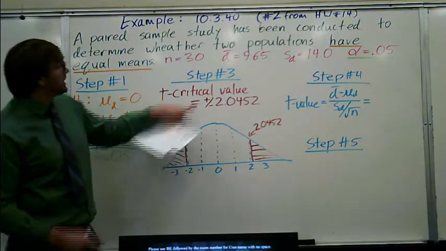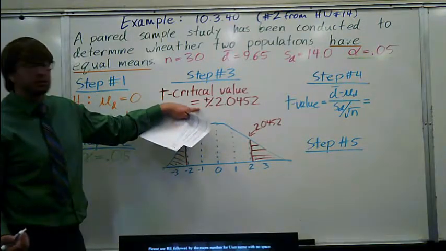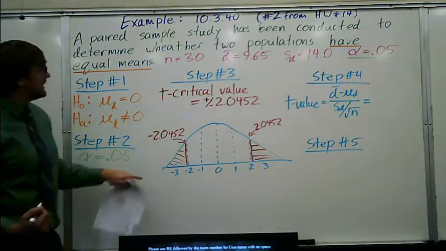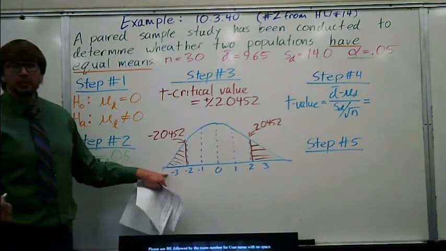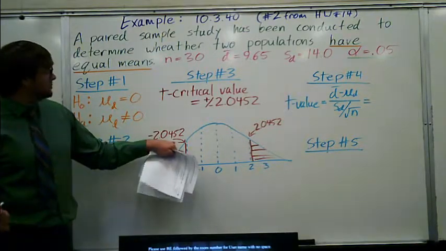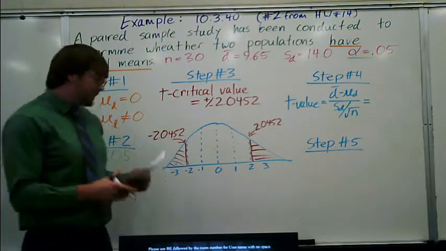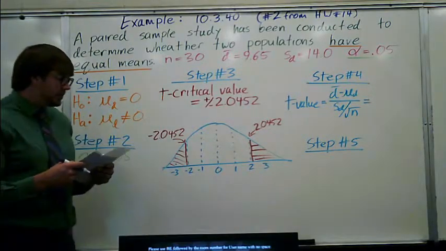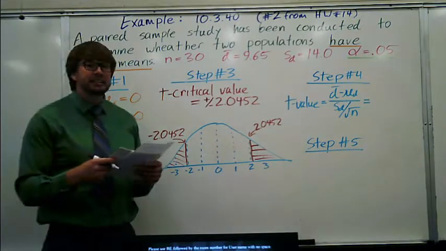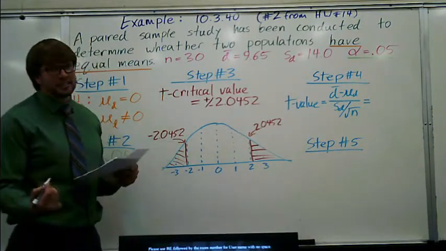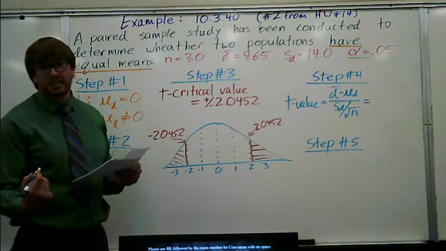Now this is a two-tailed test because we had a hypothesis of equal to, not equal to. So of course we're going to have a positive and negative t-critical value. So I just identified our rejection region here below. Negative 2.04, positive 2.04. Now step number 4, calculate the test statistic. Once again, since this is a t-test, we're going to calculate out a t-test statistic value.